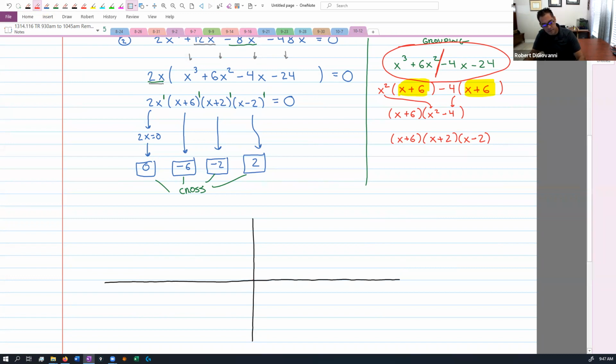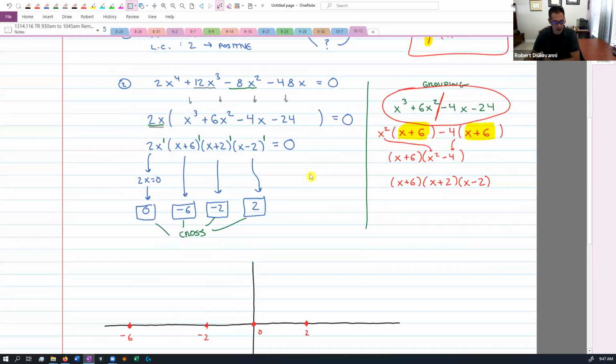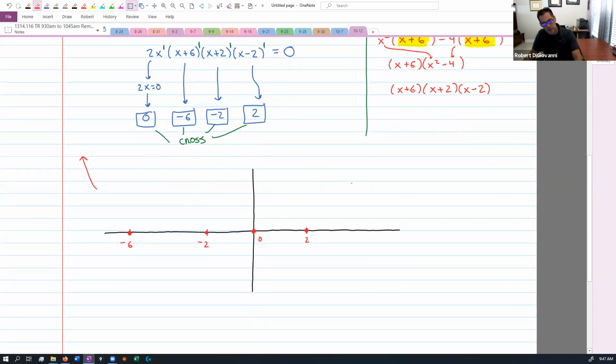I'm going to graph 0, 2, negative 2, and negative 6. There are my x-intercepts. Remember, the graph went up on both sides, right? Up on both sides. So that means over here it goes up, over here it goes up. And now I'm just going to connect all these dots together, but I'm going to cross through the x-axis every time I get to an x-intercept. So I'm going to cross through, cross through, cross through, cross through, and connect.